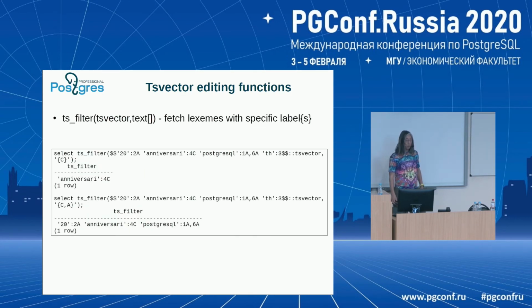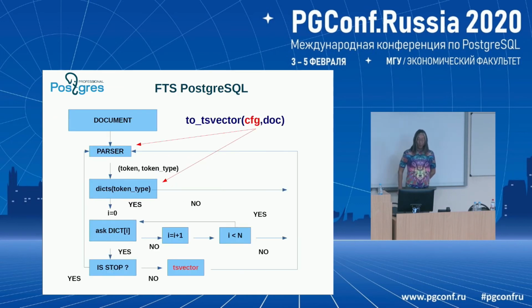There is a TS filter. For example, you've got a TS vector that you've made and you want to cut everything out from it related to titles, for example. You just filter it all out by specifying a mark or marks. And in this text array, you can put marks in there, A, B, C, and so on and so forth. And you can see the results here. That's where we filtered out everything related to the mark C, and we got a result, or a second example, to filter out everything relating to C and A marks.